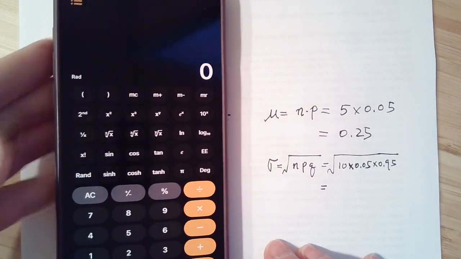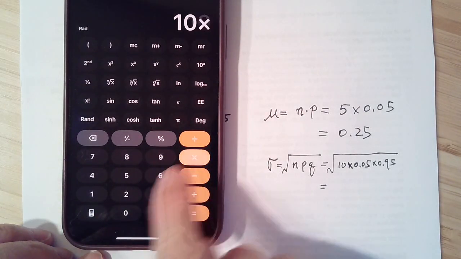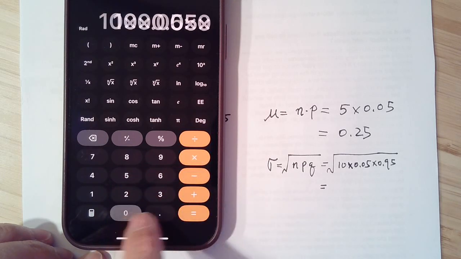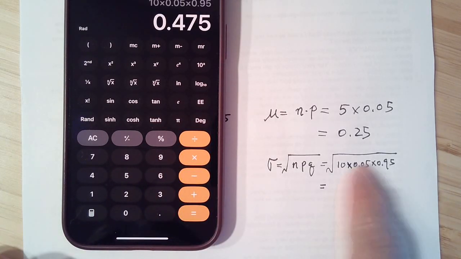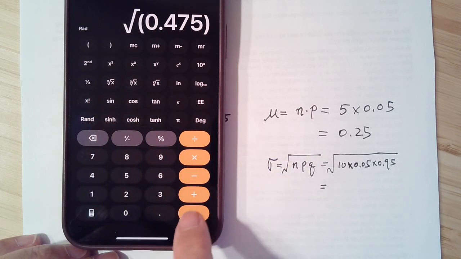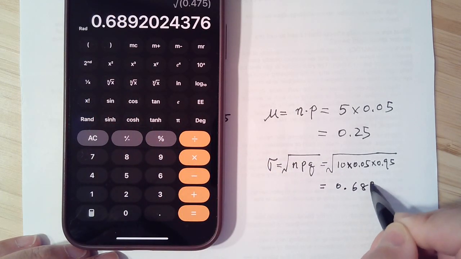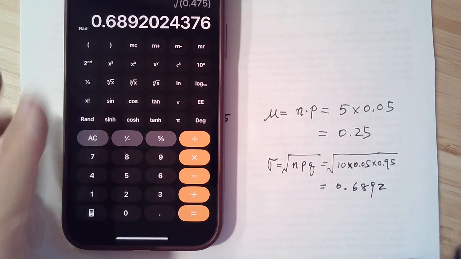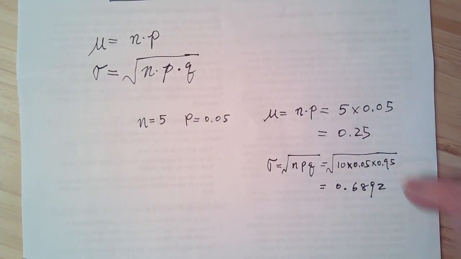Here, the calculator. So we go 5 times 0.05 times 0.95, equals. That's inside, and then we take the square root of it. I got 0.6892. So we get a mean and we get a standard deviation.